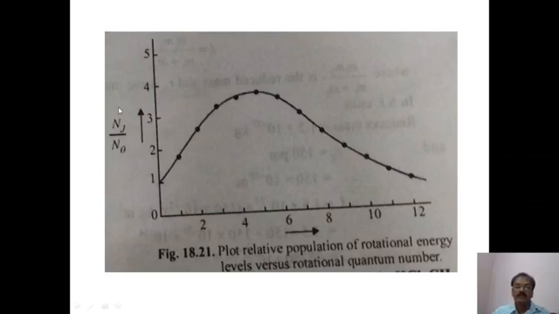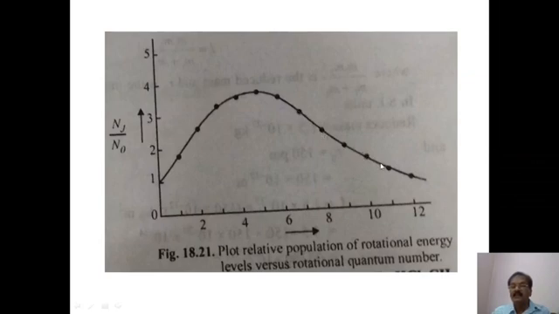This is the relative population of the molecules at different rotational quantum numbers with respect to 0, and here this is the j value, the rotational quantum number. So it depends, as I told you, on the relative number of molecules in different rotational levels with respect to 0, and also on the presence of degeneracy at a particular temperature. As the quantum number goes on increasing, the relative population of molecules in the different energy levels goes on increasing with the degeneracy also. After a certain quantum number, it is found to decrease.